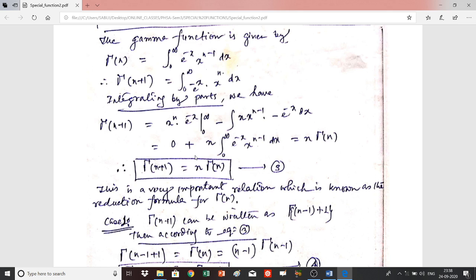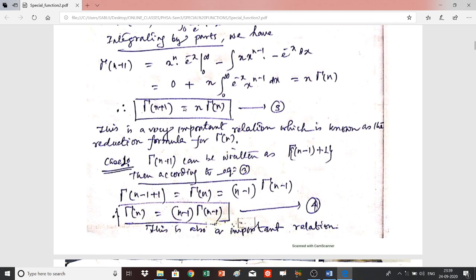That means from here you have learned another interesting property of the gamma function that will be frequently used in our calculations, that is gamma n plus 1 is equal to n gamma n. Note that this is a very important property of the gamma function, known as the reduction formula for gamma, because in this case gamma is reduced by 1. So gamma n plus 1 equals n gamma n is another important property.